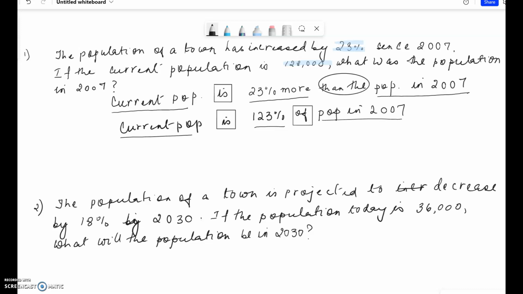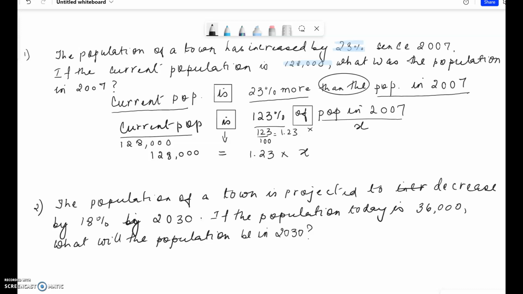So let's see what's given to us first. The current population is given to us. So that's 128,000 is 123% of the population in 2007, which is what we're trying to figure out. So let's write down the equation. 128,000 is equal to 123% is 123 divided by 100, which is 1.23, of, which is times the unknown x. The word of is times.